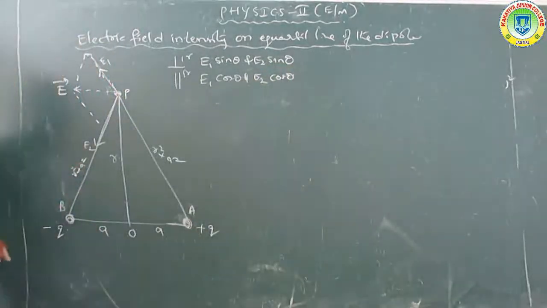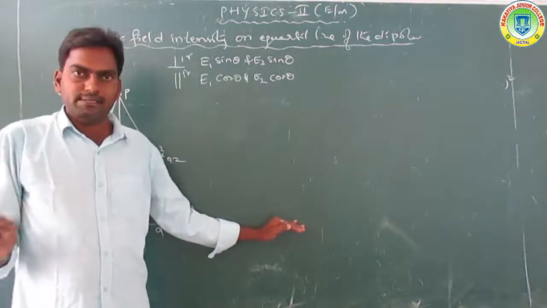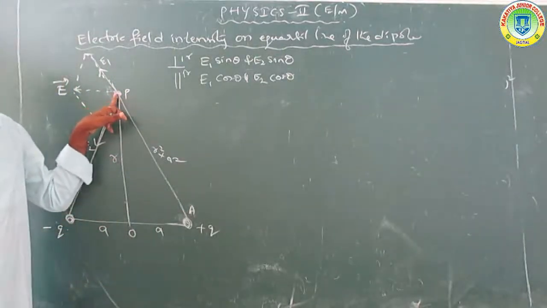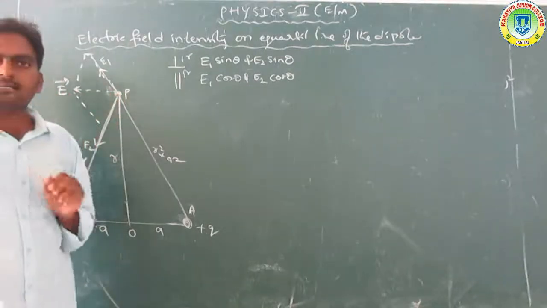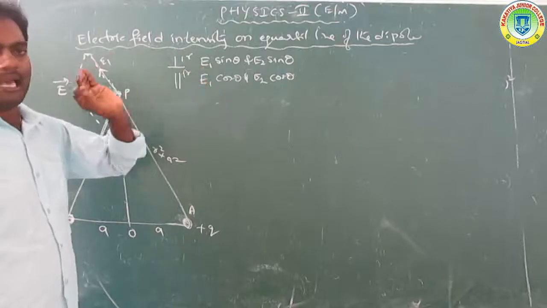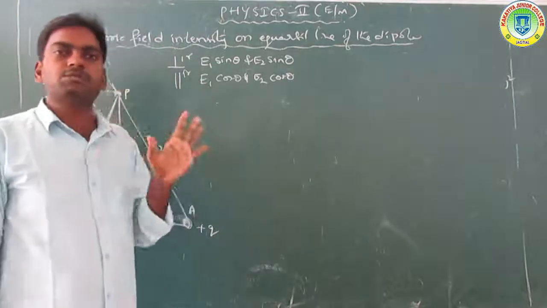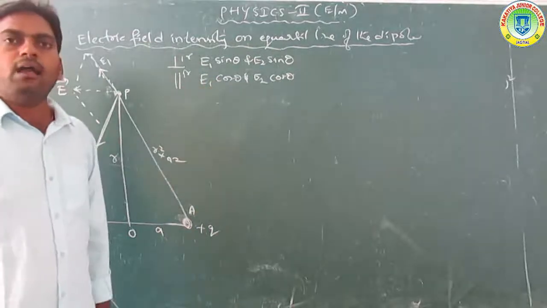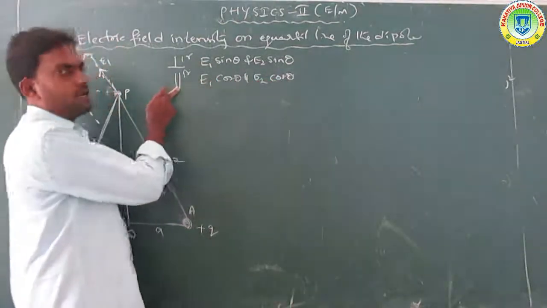Before, the point was taken on the axial line, so there were no more conditions. Now one condition is added, because the point is taken on the equator line, in a plane. Two components act: a parallel component and a perpendicular component. The perpendicular components are cancelled because they are equal and opposite. But the parallel components add up: E1 cos theta and E2 cos theta.